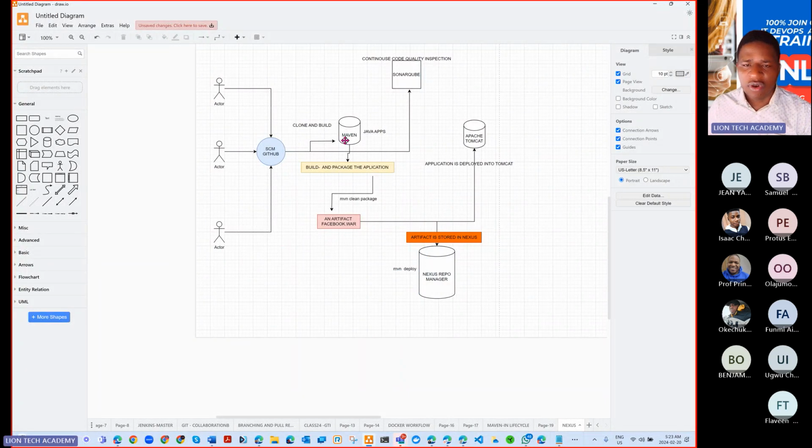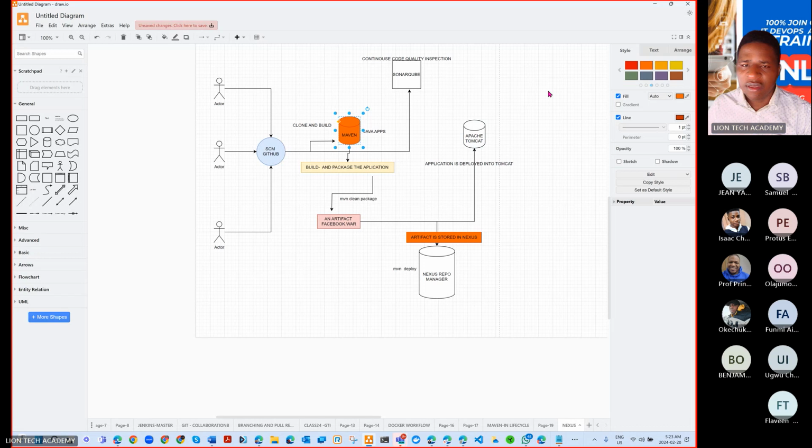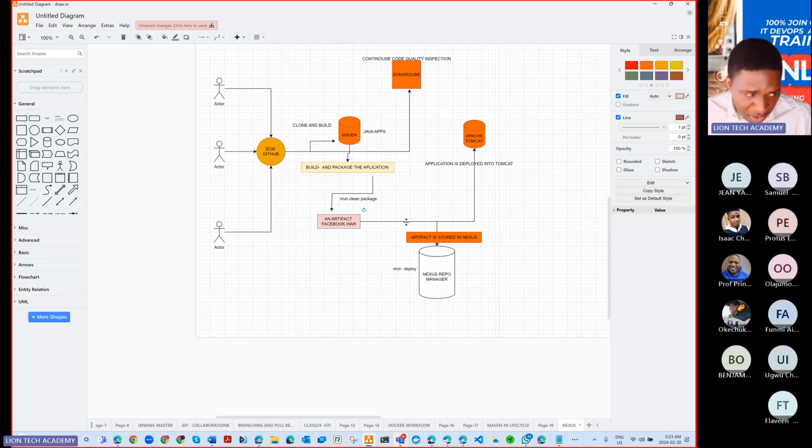So then, what is the significance of this? Why should you care about Nexus? In fact, why is it being used? First, for the purposes of collaboration. That's one. Two, for the purposes of disaster recovery.